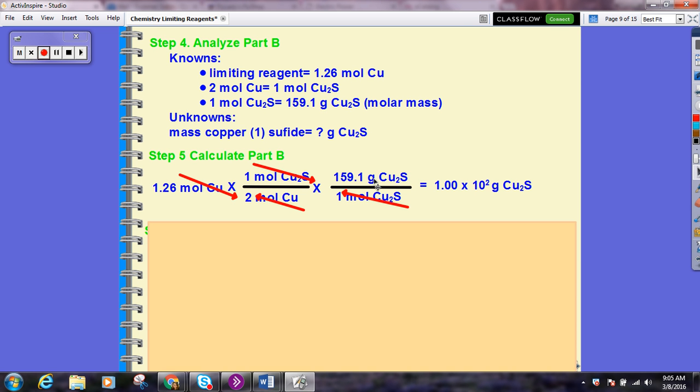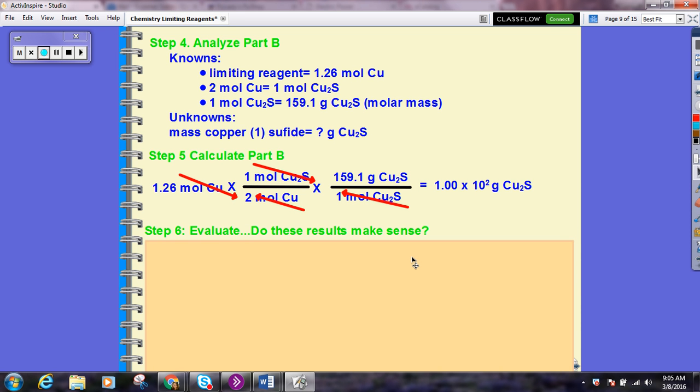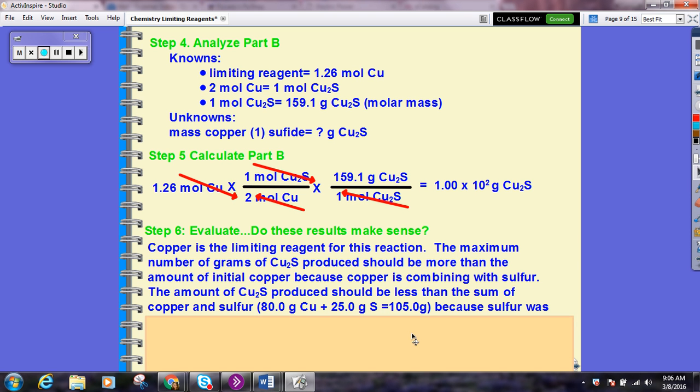When we do this math, we end up with 1.00 times 10 to the second power grams copper 1 sulfide. By the way, that's just 100 grams of copper 1 sulfide. So let's go do some evaluations. Does this make sense? Well, copper is the limiting reagent. We already made sure that that made sense. And the maximum number of grams of copper 1 sulfide produced has to be more than the initial copper because we added copper to sulfur.